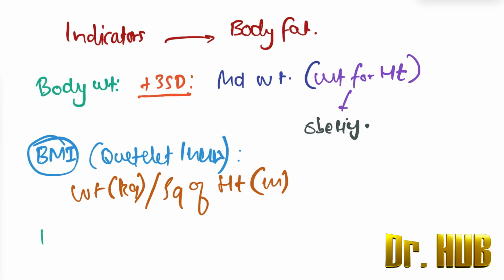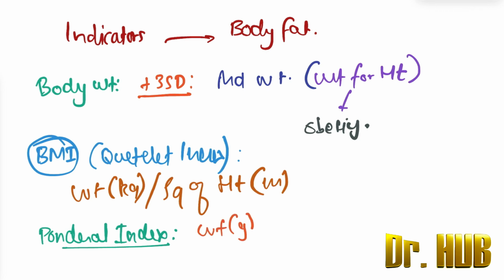Next comes something known as the ponderal index. What is meant by the ponderal index? The ponderal index is basically the weight in grams multiplied by 100 divided by the length in centimeters. So basically it involves just the weight and the length.